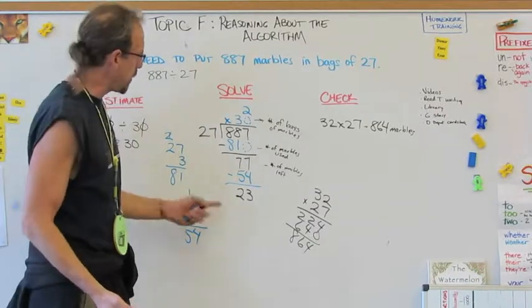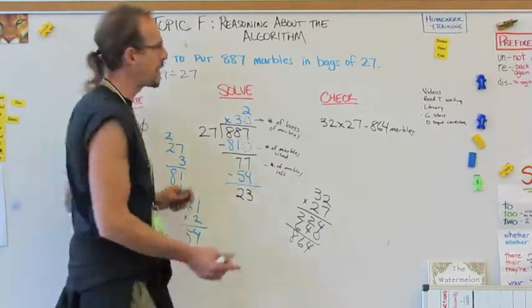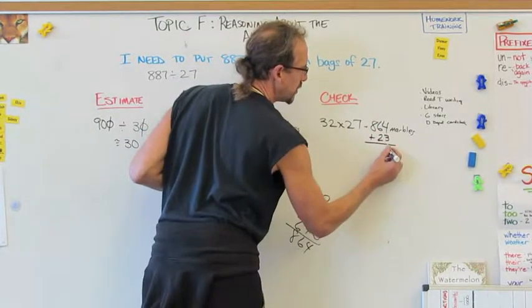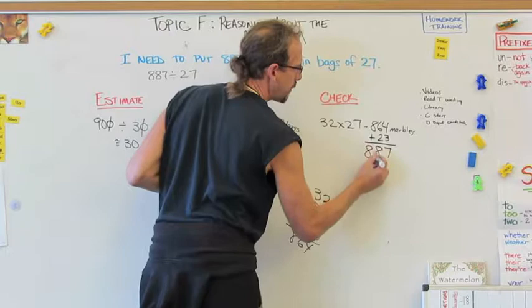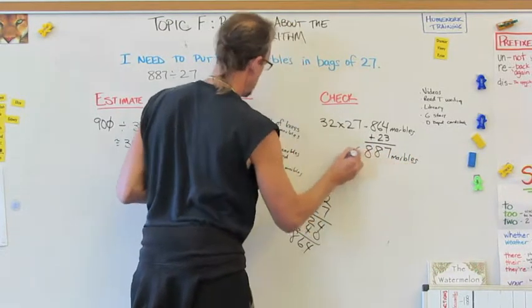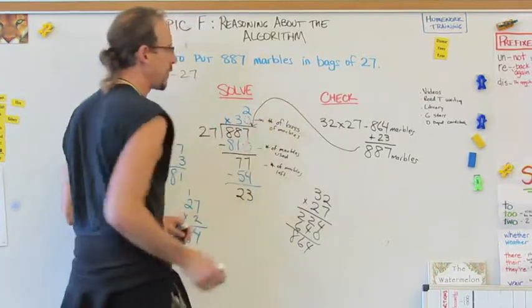And they need to be able to tell me, oh Rick, you forgot all about those 23 down there that I need to add back because they're the extras. And we get back to our 887 marbles, which is what we started with right there.